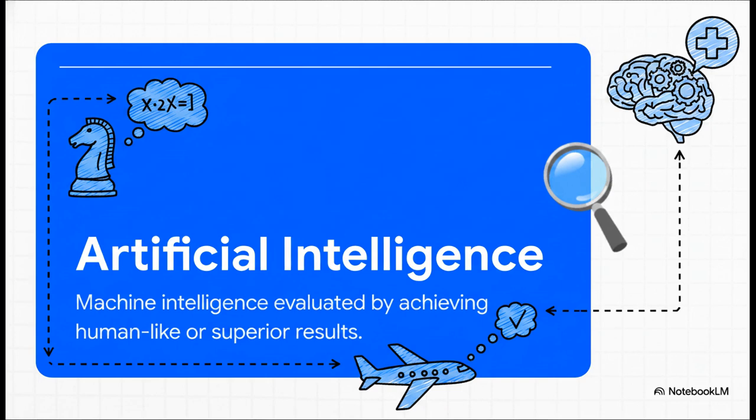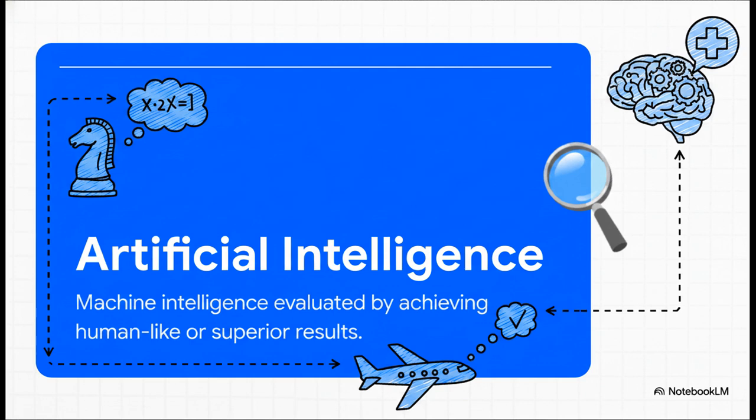The absolute key takeaway here is that AI is defined by its external behavior and its results. When a machine solves complex math, beats a grandmaster at chess, or diagnoses a disease as well as, or even better than, a human doctor, we call it intelligent. We're not opening it up to see if its processing perfectly mimics the neural pathways of a human brain. Just like the airplane, it is evaluated by its ability to achieve human-like or superior results, regardless of what's happening under the hood.